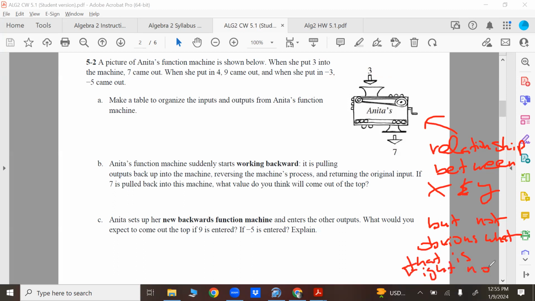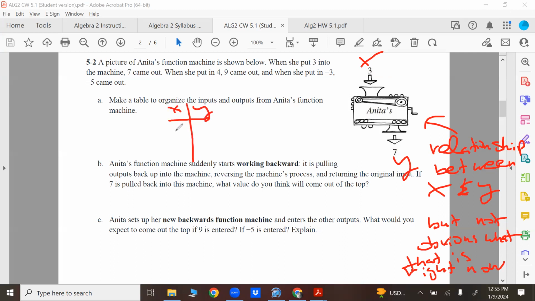Sorry for all the writing. So there's a relationship between X and Y. I just don't know what it is right now. So this is X, right? This is Y. X is what comes in, Y is what comes out. So let's make a table, just to kind of get a lay of the land. What's the relationship? So let's make a table.